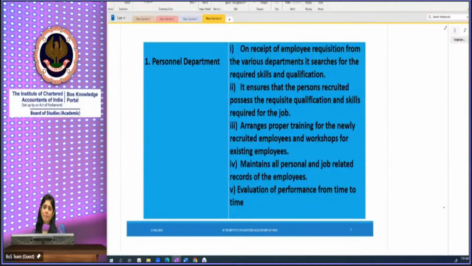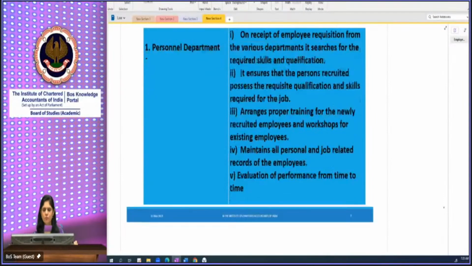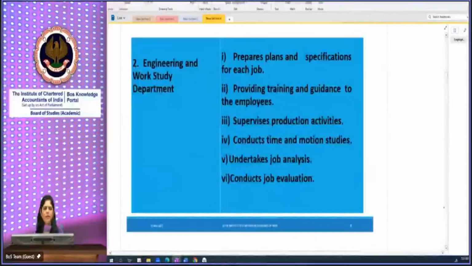So that personnel department knows the employees from the very beginning, from the first day the employee joins. So the recommendation of the department is also very important for promotion of that employee further, or for different assignments and different criteria. Personnel department recommendations are also taken. All right. So this is all about personnel department. I hope there are no queries so far. Moving to engineering and work study department.